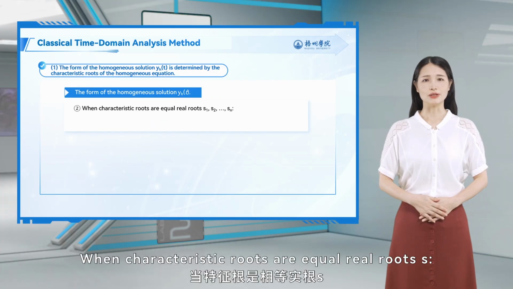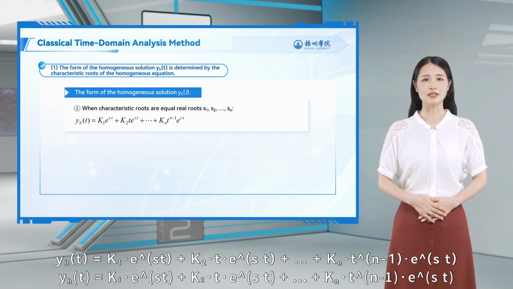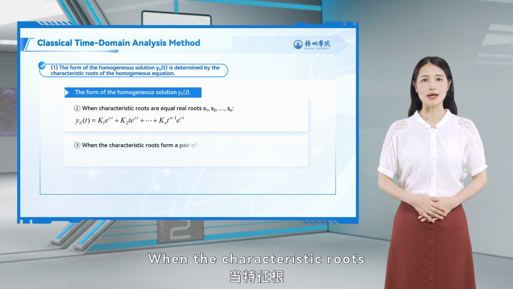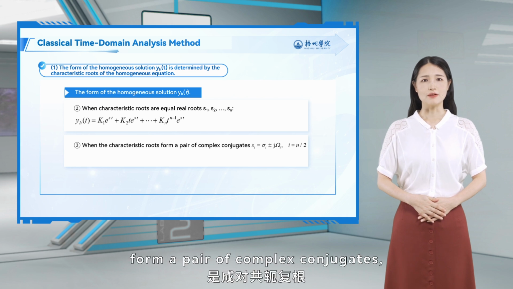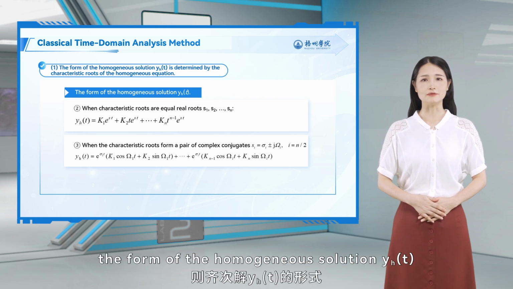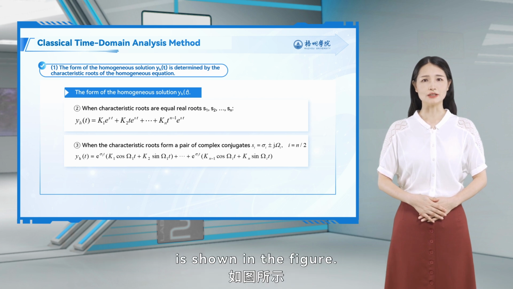When characteristic roots are equal real roots s, y sub h of t equals k1 times e raised to the power of st plus k2 times t times e raised to the power of st plus ... plus k n times t to the power of n minus 1 times e raised to the power of st. When the characteristic roots form a pair of complex conjugates, the form of the homogeneous solution y sub h of t is shown in the figure.